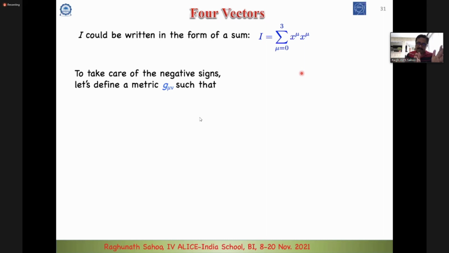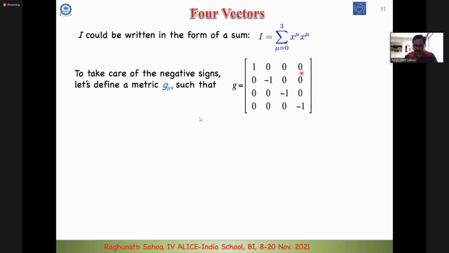You have noticed that the temporal component was positive, but the spatial components were negative. So to take that aspect into account, let me introduce g_μν, so that my g_μν matrix has temporal component 1 here, and all the spatial components are negative. There is a reason for doing it like this, but in several other books you will find the first temporal component is negative and the other components are positive, because people have different arguments.